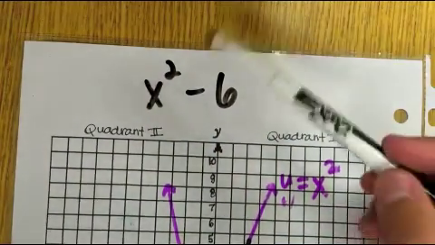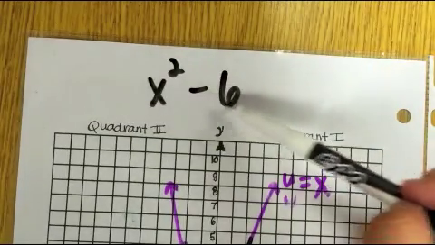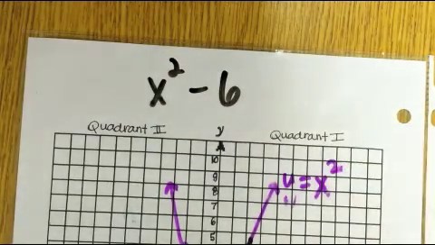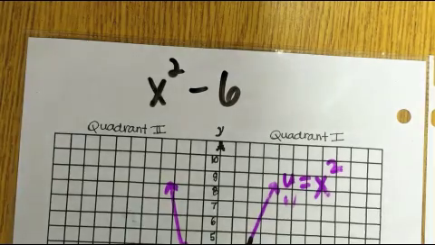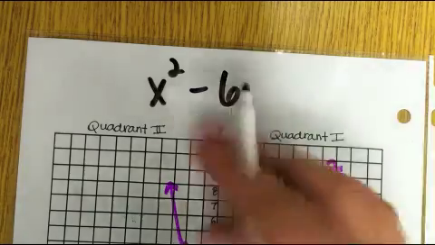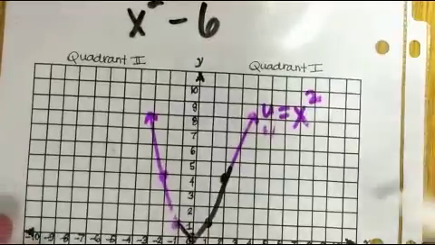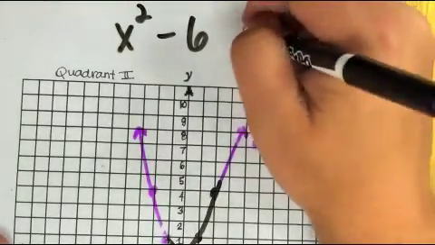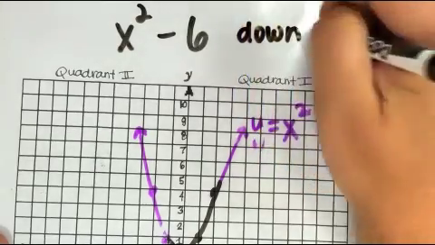Now notice again that it has been altered. I'm throwing in a -6 here. Okay, is there any left or right movement here? No, because I don't see parentheses. I don't see it being controlled inside the parentheses. Remember, that's when you always take the opposite. But I do see a -6. So what's going to happen to this quadratic? Okay, it's going to shift down 6 units.